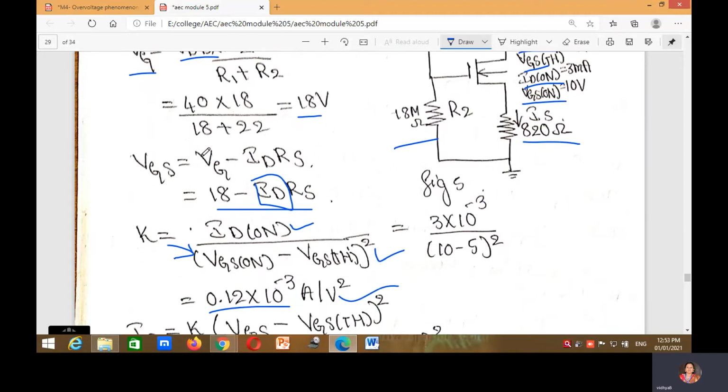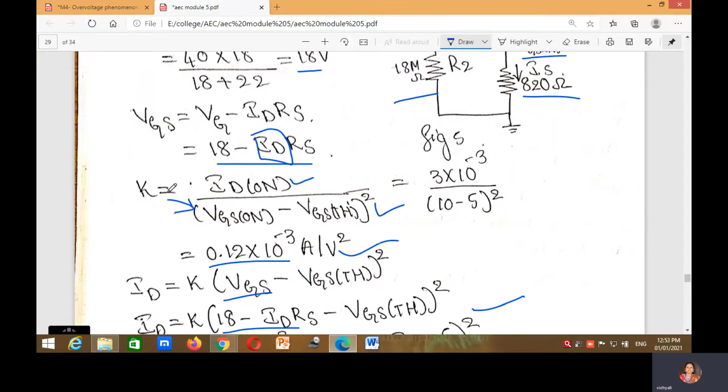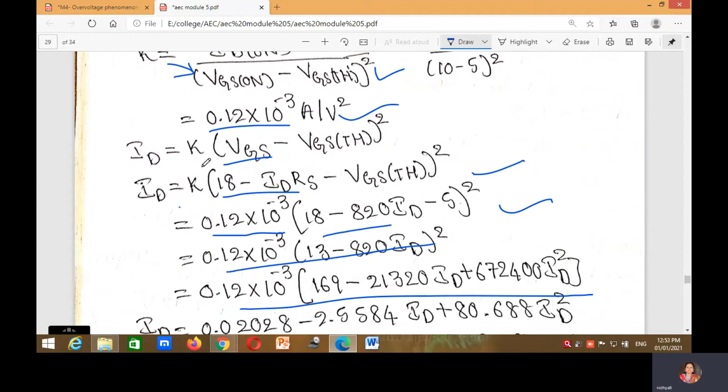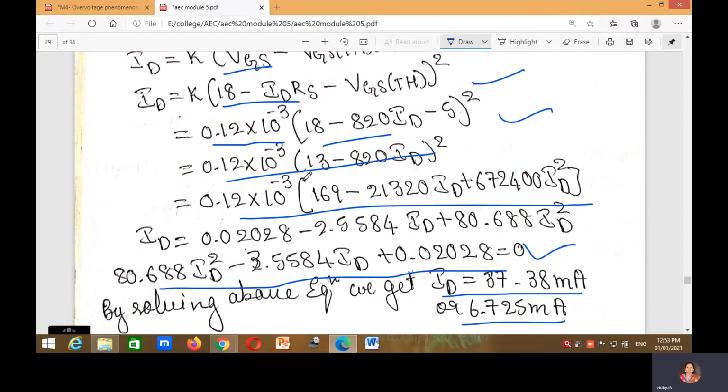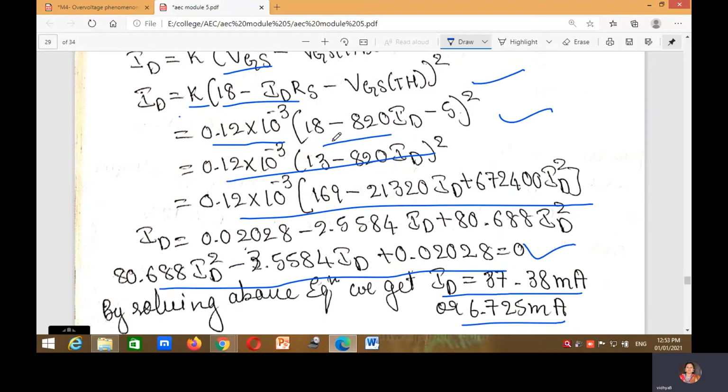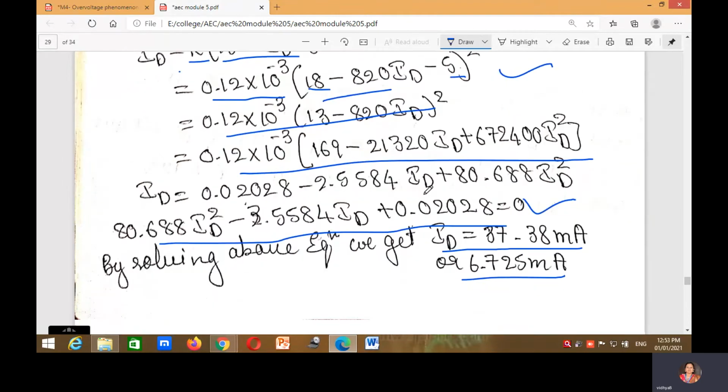Next, VGS is equal to VG minus ID into RS, 18 minus ID into RS. ID value we don't know. K is equal to, we already know the equation, just substitute all the parameters, you will get the K value. Next, ID is equal to, from this equation you need to solve step by step by substituting the K value, and the VGS value, that is 18 minus ID into RS. Next, you need to solve this: 18 minus 5, you will get 13 minus 820 ID, A minus B whole square, A square plus B square minus 2AB.